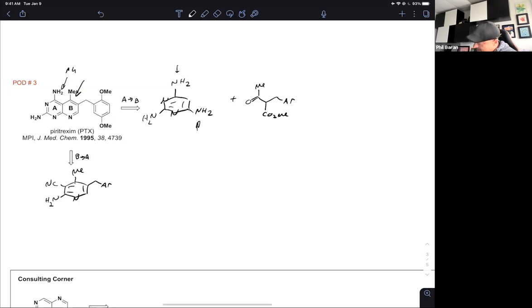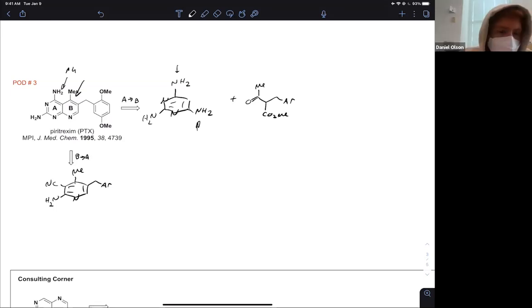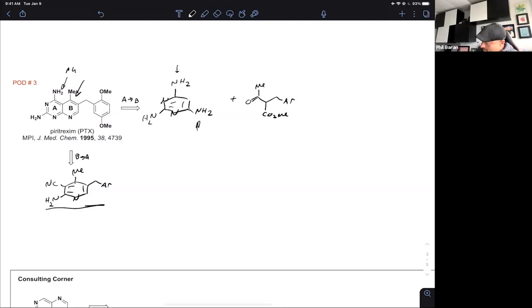What do you think, Daniel? Do you like that compound? It looks a little complicated. Yeah. This is harder to make than this. How do you like that? Retrosynthesis is supposed to make things easier, not harder.